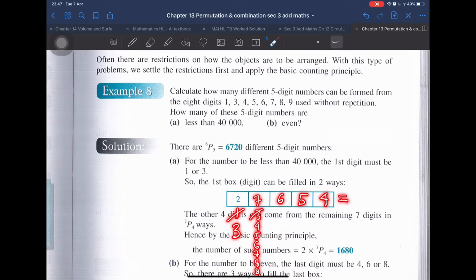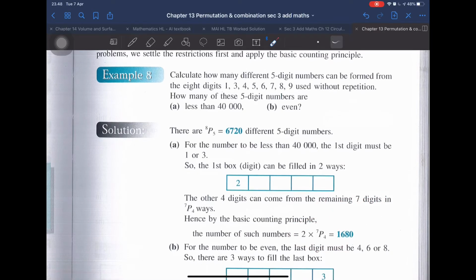Or we can simplify this part. This is basically similar to the one before, which is selecting 4 numbers out of 7. So just 2 times 7P4. Because selecting 4 numbers out of 7. 7P4. There you go, you can get the answer.